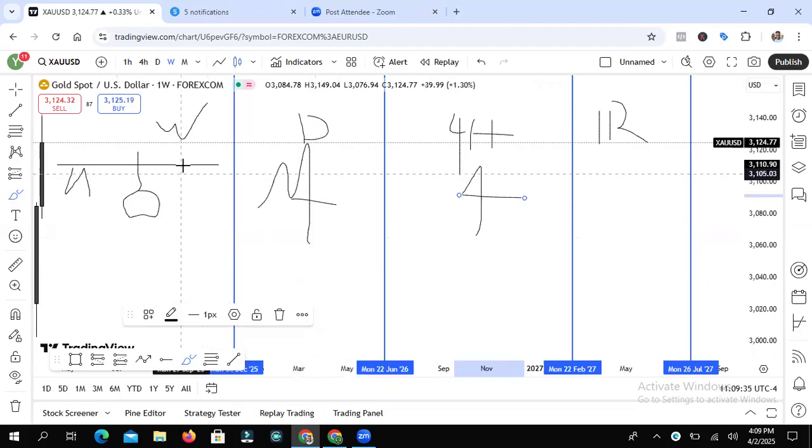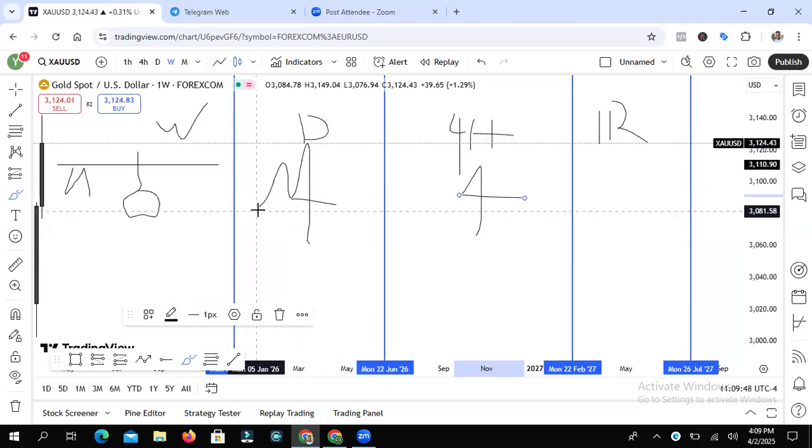So let me go over it again, how to build bias and then how to take entries. Coming into a new week, you want to see a rejection of a key level, right? An A-shaped key level that got rejected and then the candle closed. Then you move one time frame lower to the daily. On the daily, you want to see a liquidity sweep and a break of structure to the downside. Some people call it QMR. Then on the 4 hour, you want to see a breakout.